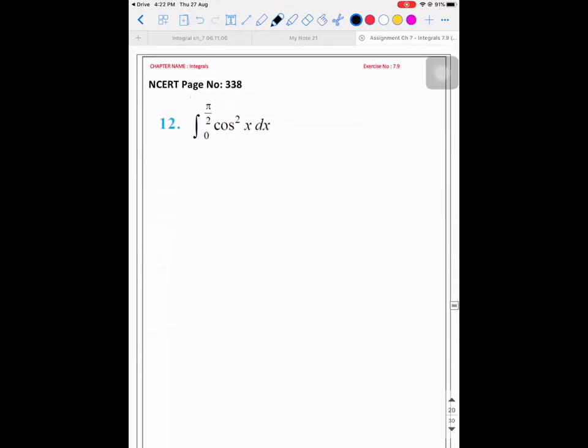Integral of 0 to pi by 2 cos square x. So cos square x means you should write it as 1 plus cos 2x by 2. So 1 plus cos 2x divided by 2 dx. So it will be integral of dx by 2 between 0 to pi by 2 plus integral of cos 2x divided by 2 dx between 0 to pi by 2.